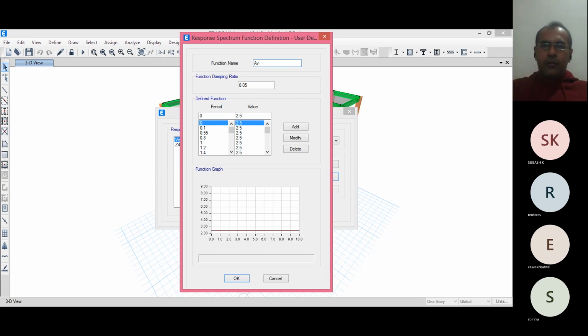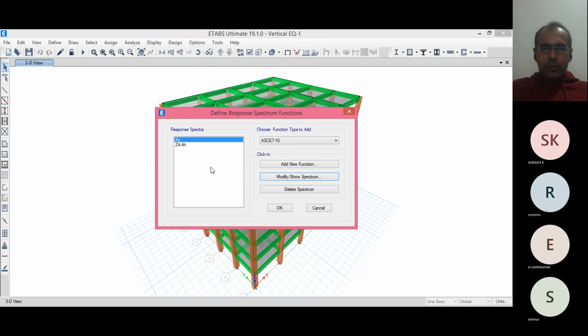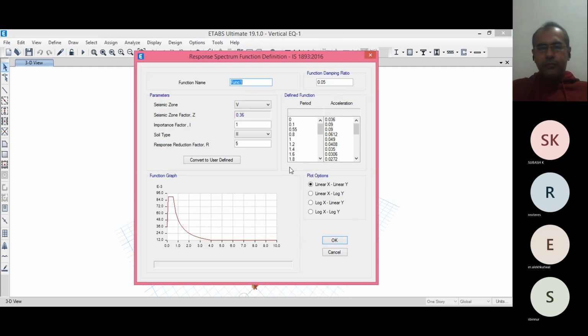So this is AV. And here you can see for defining this response spectrum, I had converted it into user defined, and whatever the values were given here. So here I have this function, right? So I will take one response spectrum function, add a new function, and convert to user defined. Here the option is given to you.